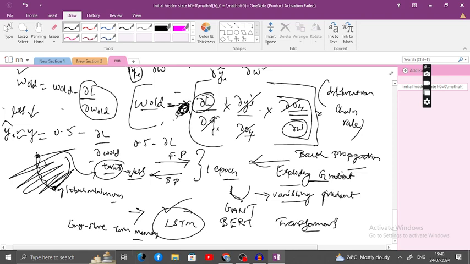Like this, you have transformers, the transformer model, BERT, GPT, and so many models. Something like that it is. So like this, these models are there.